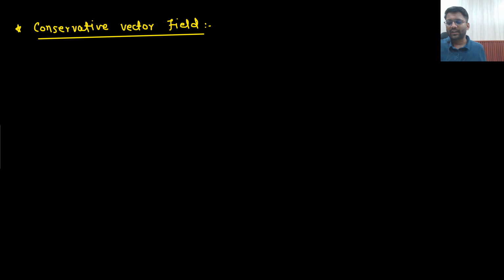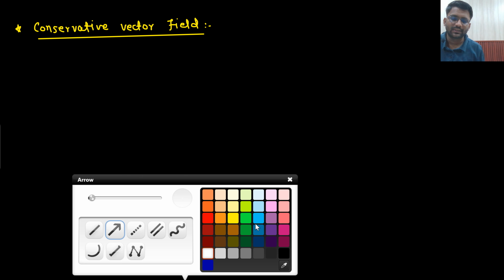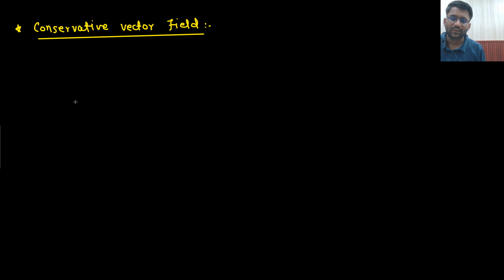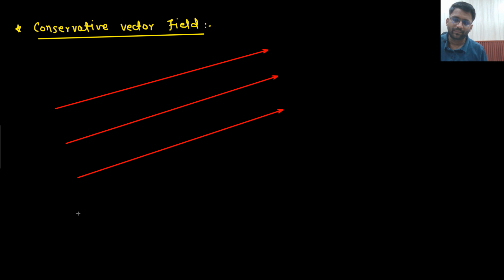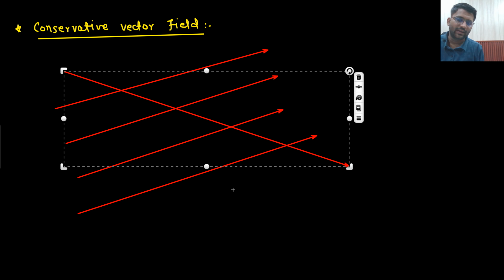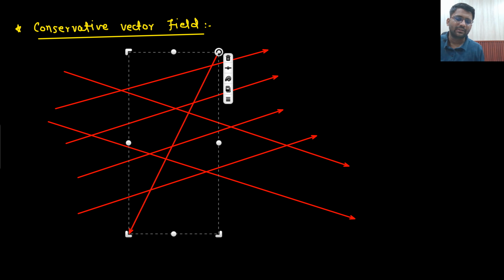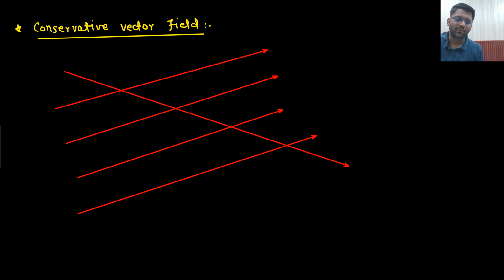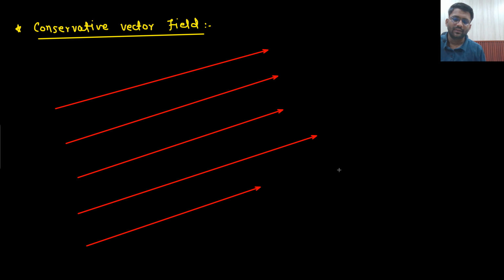It is the concept of a conservative vector field. What do you mean by conservative vector field? Let's just say there is a vector field F, which is looking somewhat like this. It will be very rough, but still I am making it look somewhat good. Okay, this is your vector field F.